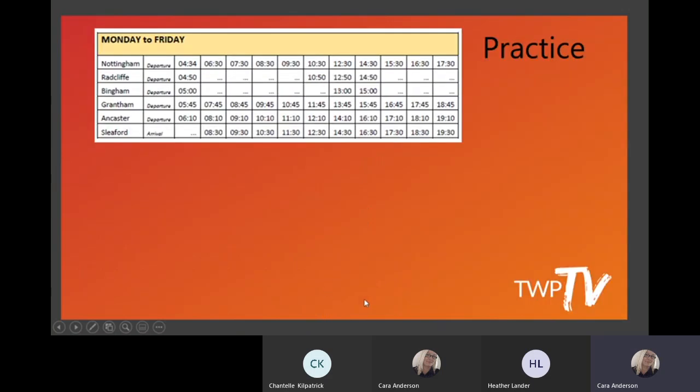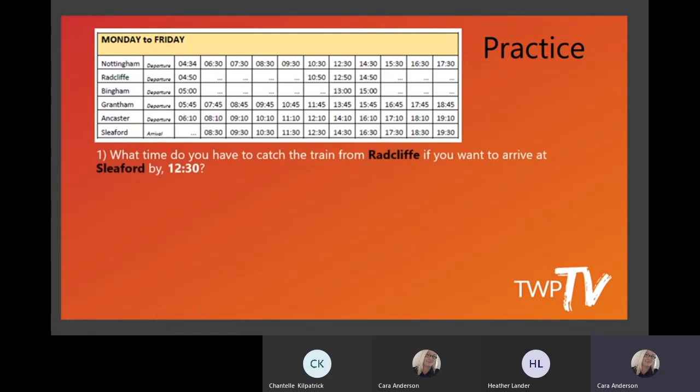Okay, so let's have a little practice. So you've got a timetable. I want you to have a look at the timetable. So you've got a timetable Monday to Friday. You're going to jump on a train. So question number 1 is, what time do you have to catch the train from Radcliffe if you want to arrive at Sleaford by 12:30? You can either put your answer in the chat box or just shout out.